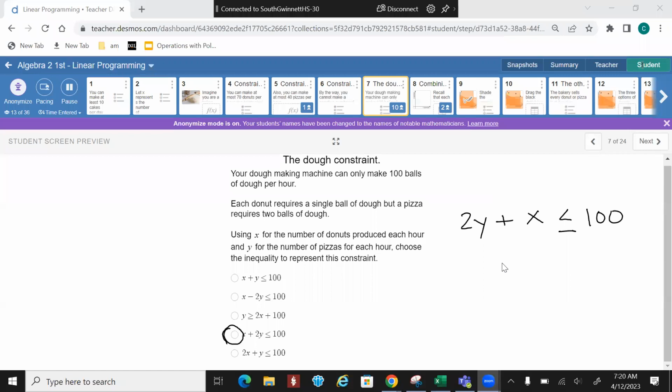Any questions on that? Because you have to be able to create that inequality, because the next thing is you're going to graph it. Okay.